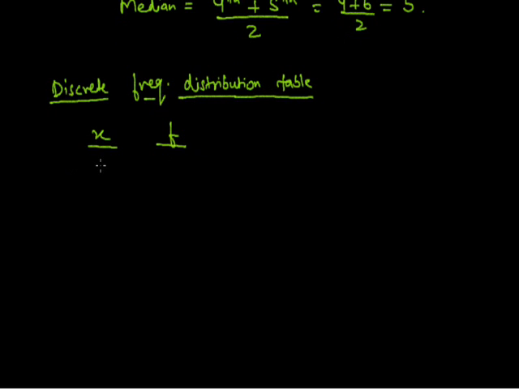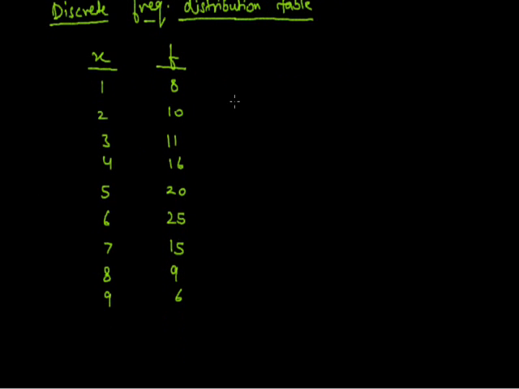So first we'll write down the frequency distribution table, with x taken as 1, 2, 3, 4, 5, 6, 7, 8 and 9, and accordingly the frequencies we'll take as 8, 10, 11, 16, 20, 25, 15, 9 and 6. So accordingly I have taken the observations and the frequencies for that.